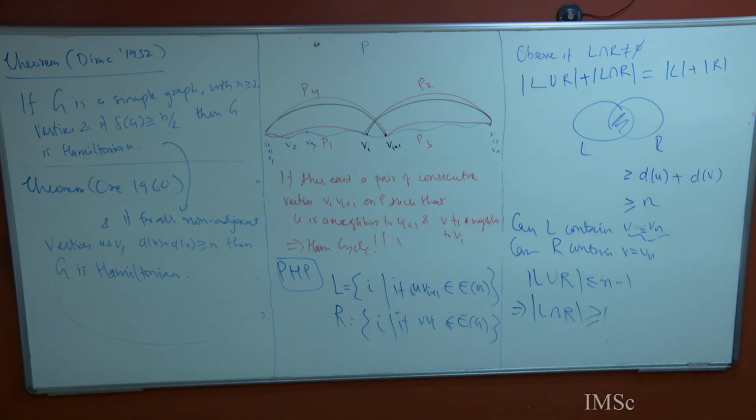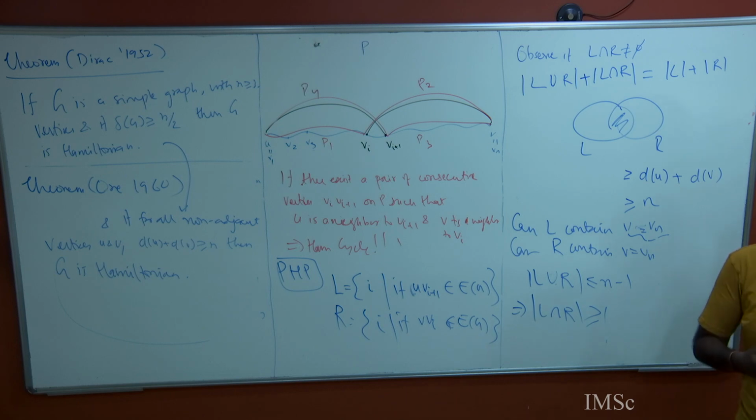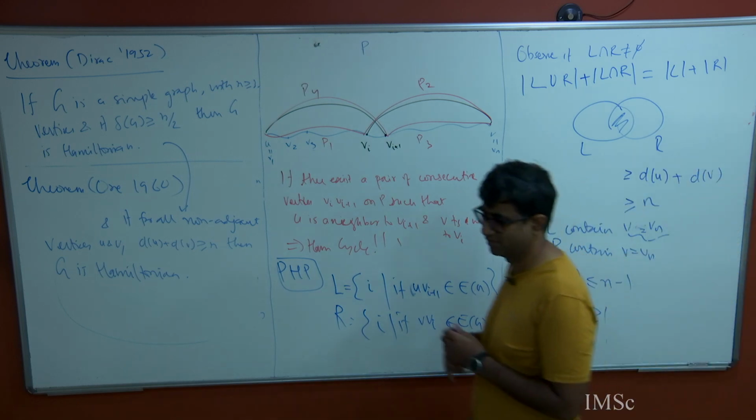So my feeling is that Dirac's proof would have been very different. Ore would have proved a different theorem, and then would have realized that this simple proof also works for that case. So yeah, I don't know the history.